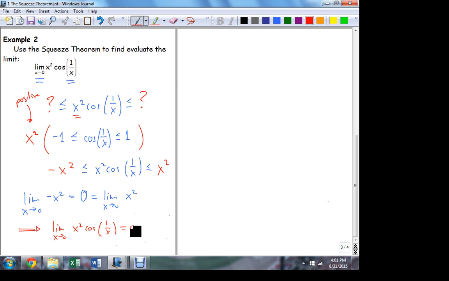And don't forget that about the trigonometric functions, right? That's a good clue. The trigonometric functions, well, sine and cosine at least, are naturally bounded. So you can take advantage of that for the squeeze theorem because of their behaviors. Okay, good. So there's the squeeze theorem.